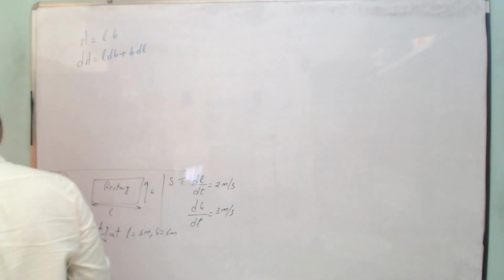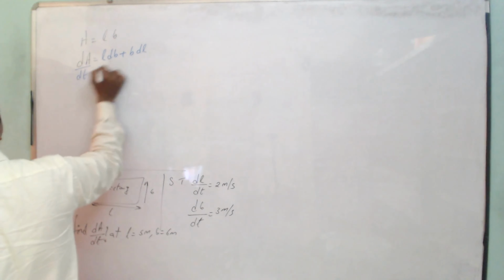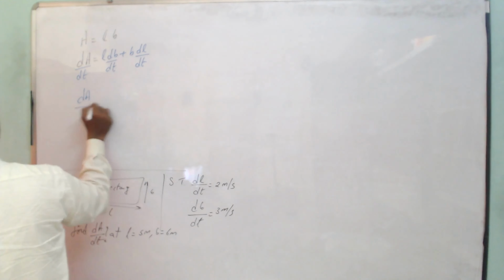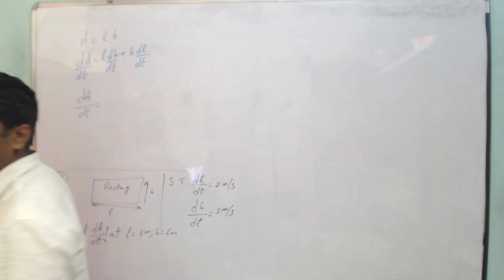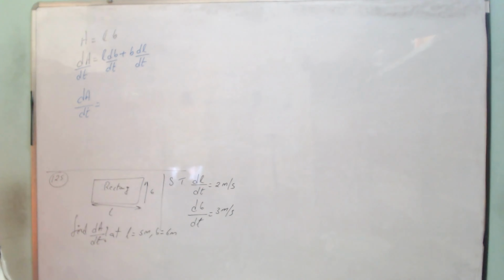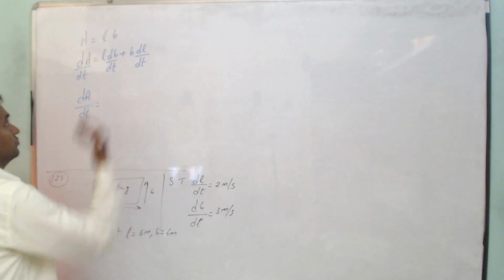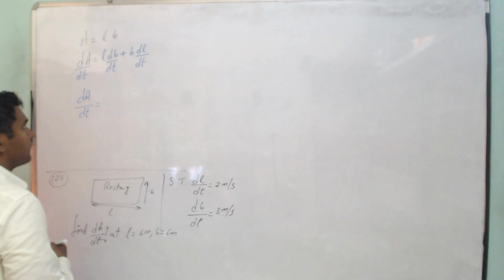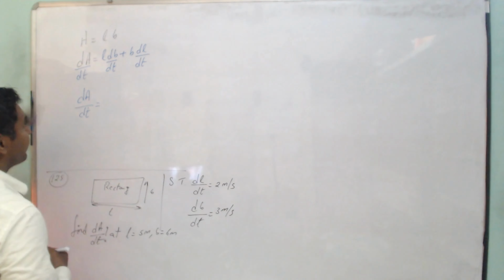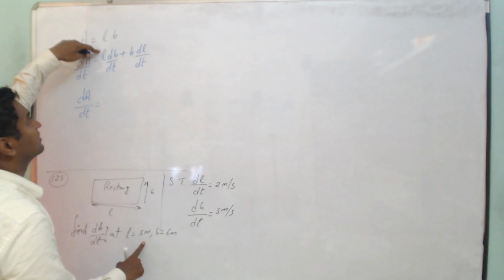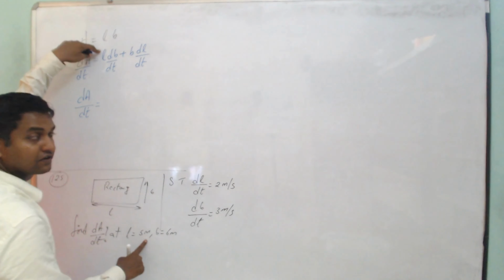What do I do next? You said you divide it by time. Divide by dt on both sides. So next, dA by dt is equal to... Okay, I didn't divide them both by dt. Next, you substitute the dL by dt and dB by dt, which are 2 and 3. So it's going to be 3L plus 2B. L is what? Length. 5 meter, right?